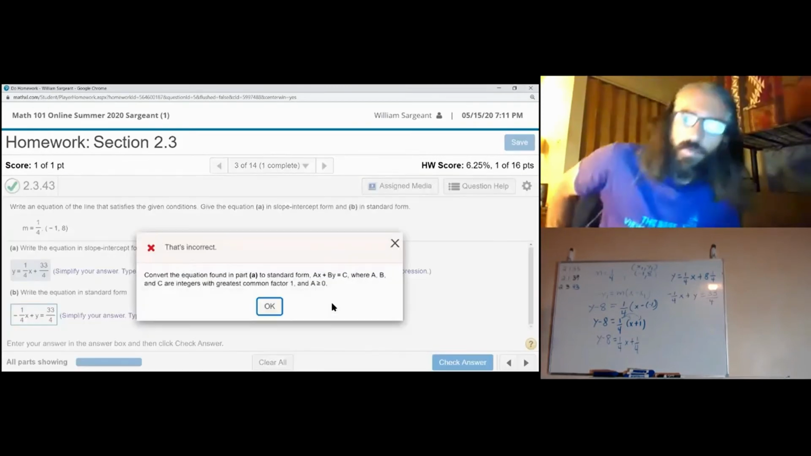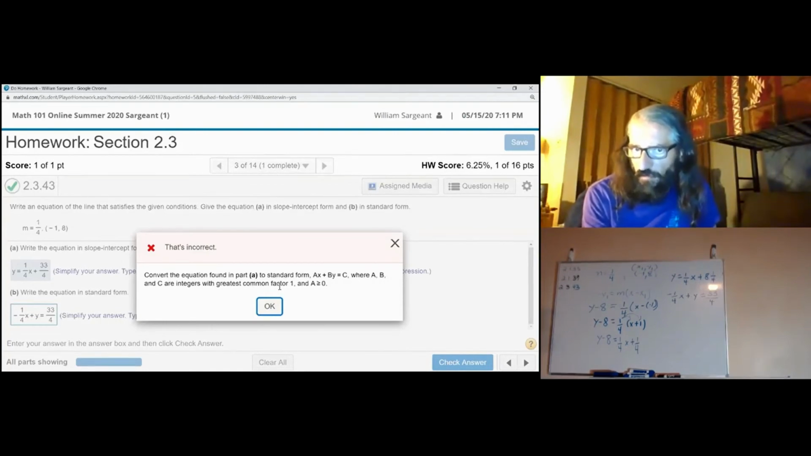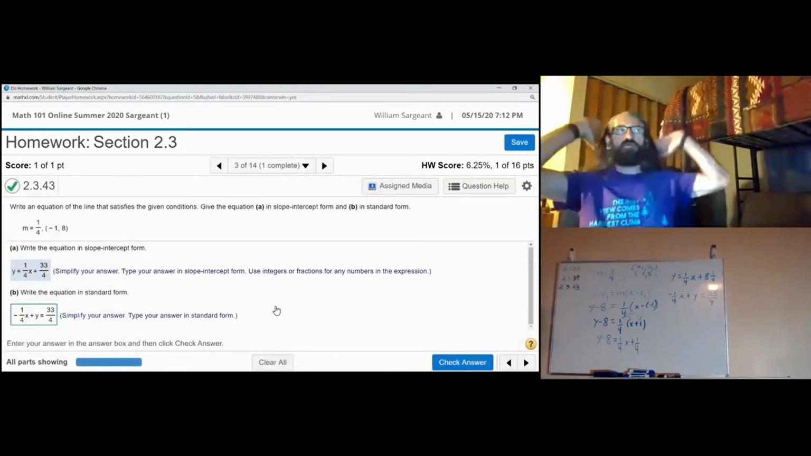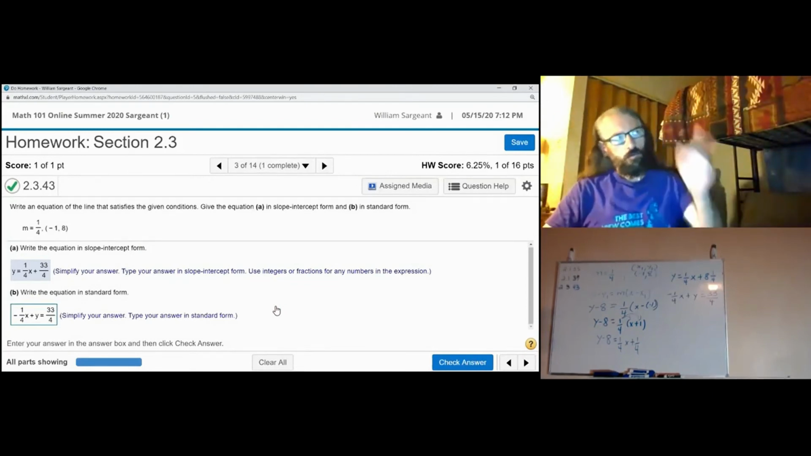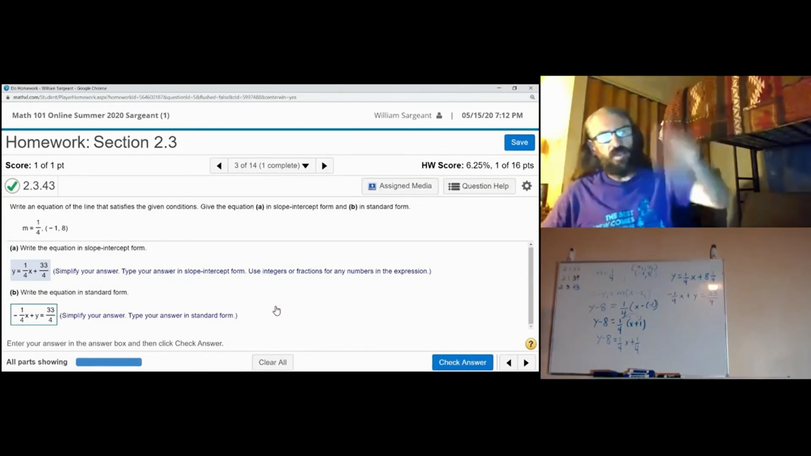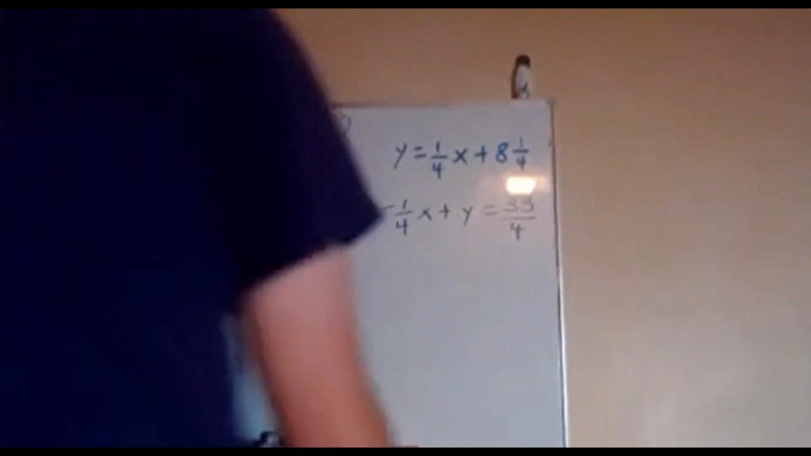But our textbook, and therefore the questions that we have on Pearson, are very picky. We're supposed to have integer coefficients, or A, B, and C here, and A has to be positive. So to get rid of the fractions, I can multiply all terms on both sides by 4, but to get rid of the fact that that's a negative 1/4, I'm going to multiply everything on both sides by negative 4.